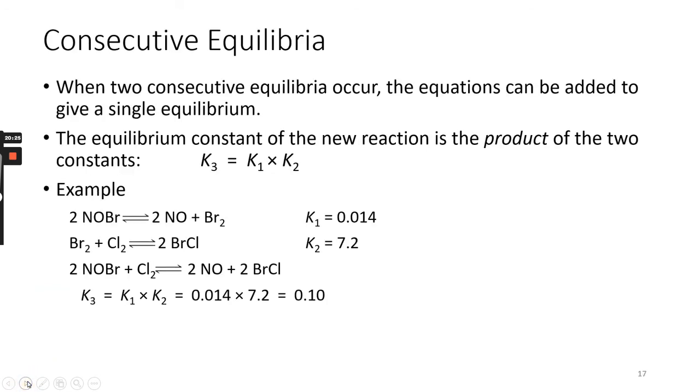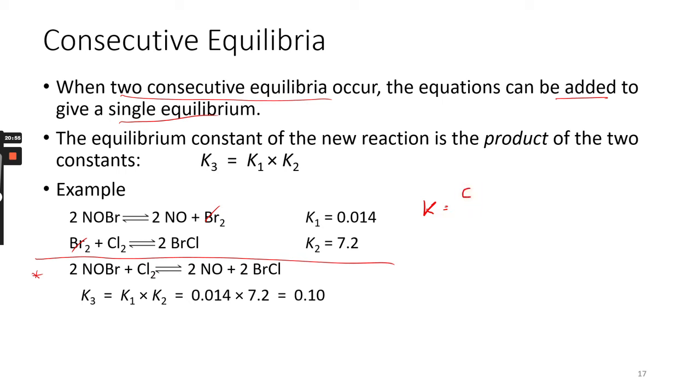Now, what if you have two reactions that when you add them up together, you get the reaction that you're interested in? So you have two consecutive equilibrium reactions occurring that you can add to give a single equation. So can we add these two to get this equation here? Well, let's see. Notice our Brs cancel out, and then we have 2NOBr plus Cl2 yields 2NO plus 2BrCl. So yes, you can.